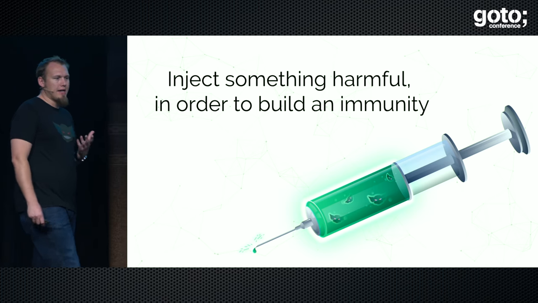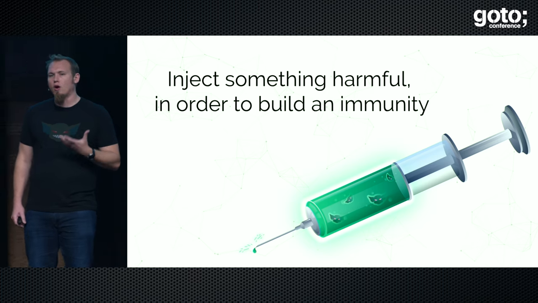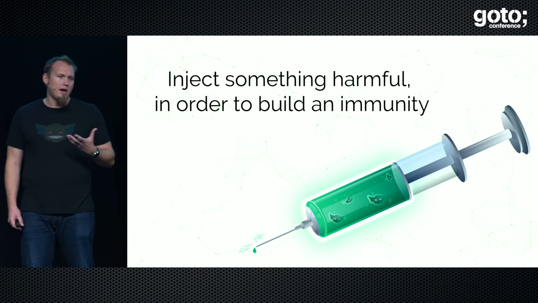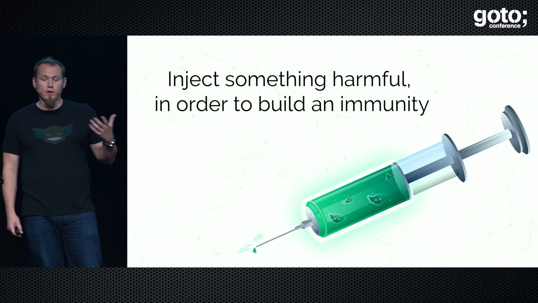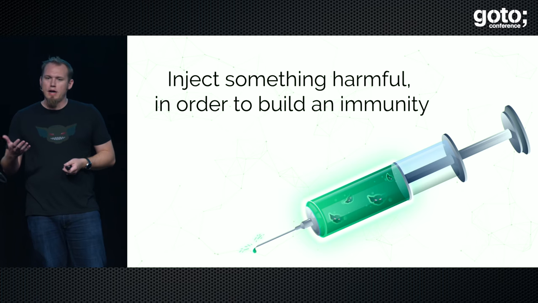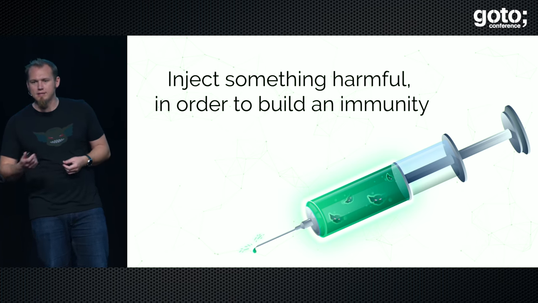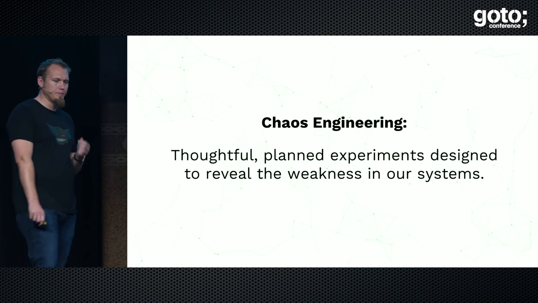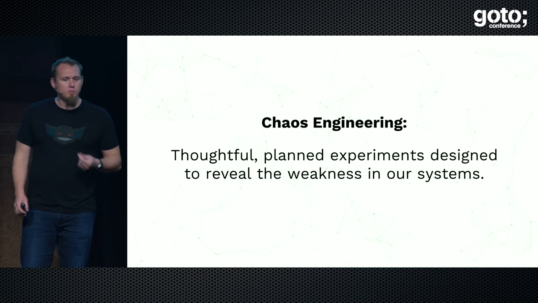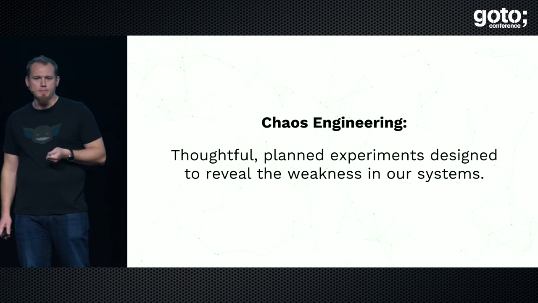And so this same technique applies in our software systems. By injecting something harmful, we're able to understand how the system behaves. We're able to find opportunities for improving both our software and ourselves as an organization and as people. And we're able to harden our responses to become immune to classes of failure. So my definition for chaos engineering is thoughtful, planned experiments designed to reveal the weaknesses in our system.